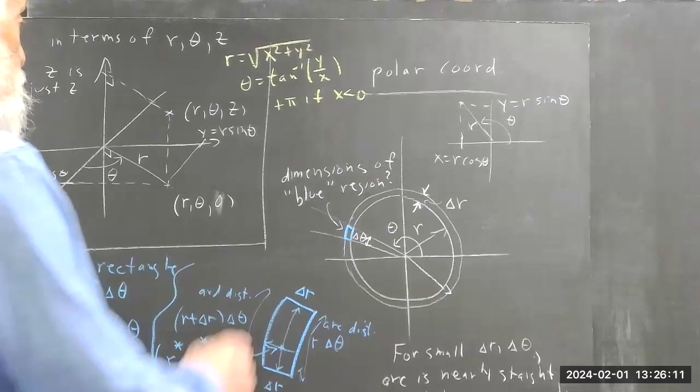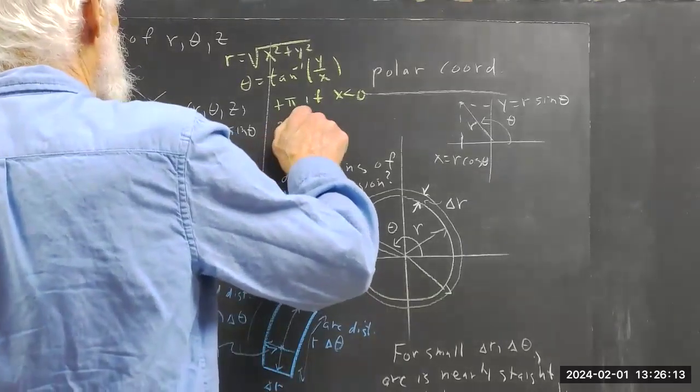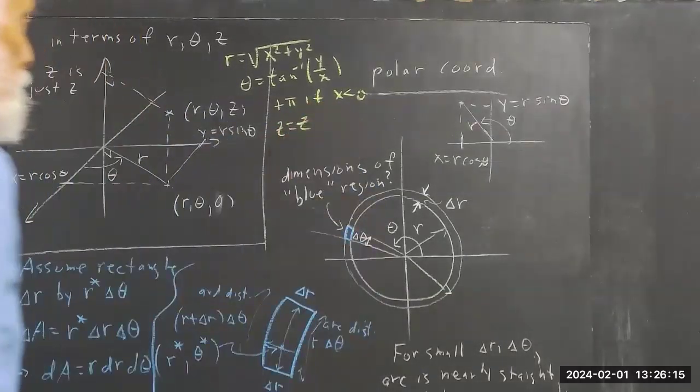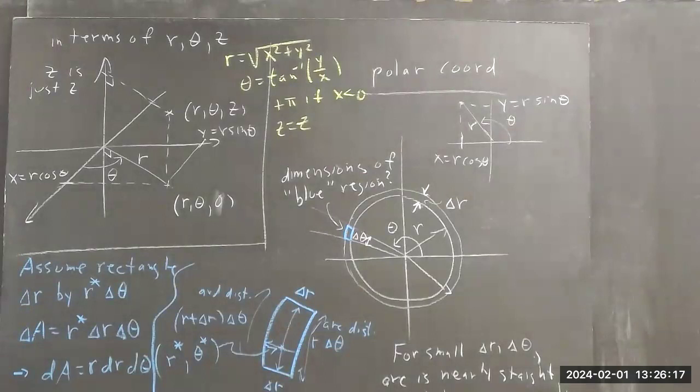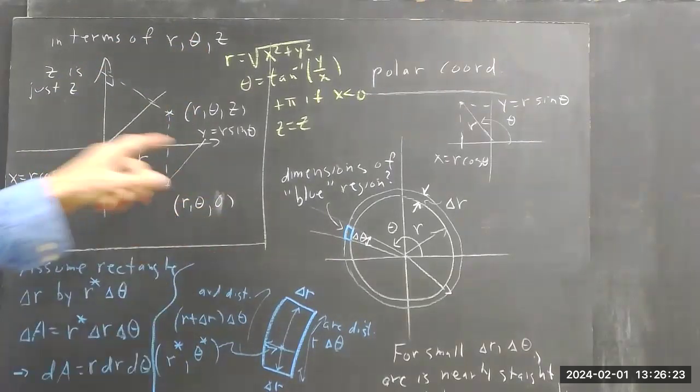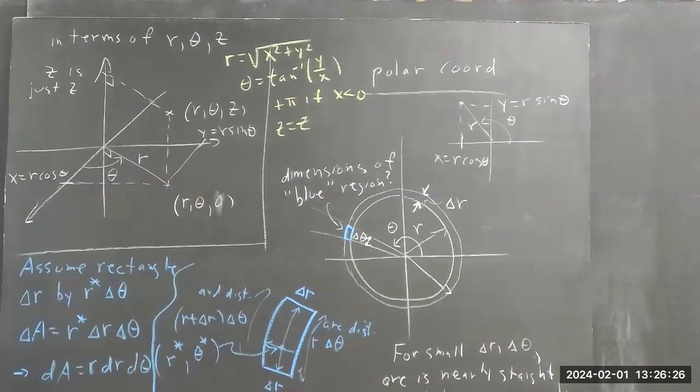And then z equals z. So if you have the r, theta, z coordinates, you easily get the x, y, z coordinates. And if you have the x, y, z coordinates, you can easily get the r, theta, z coordinates. Make sure that makes sense. I'll talk about the volume increment, but the volume increment is really pretty simple.